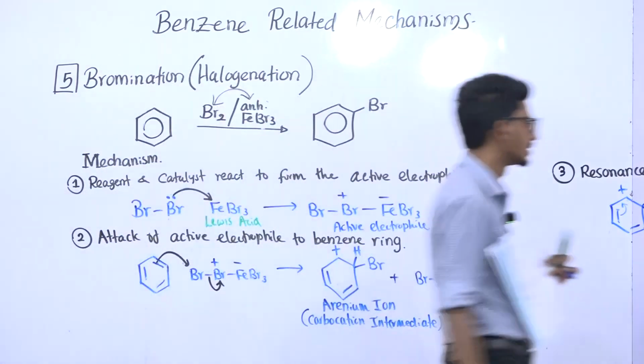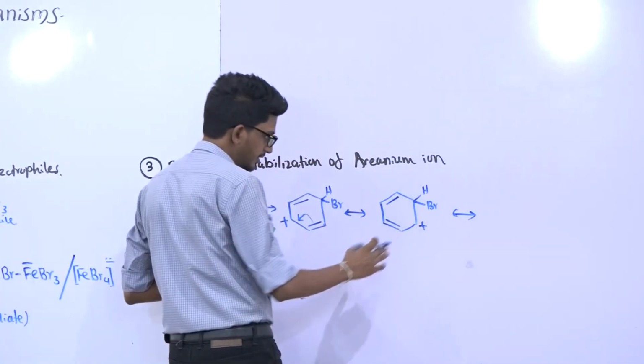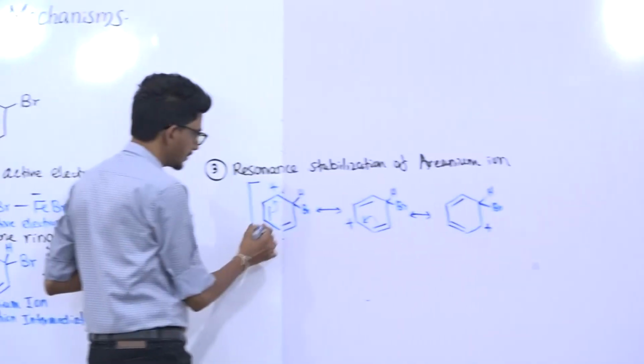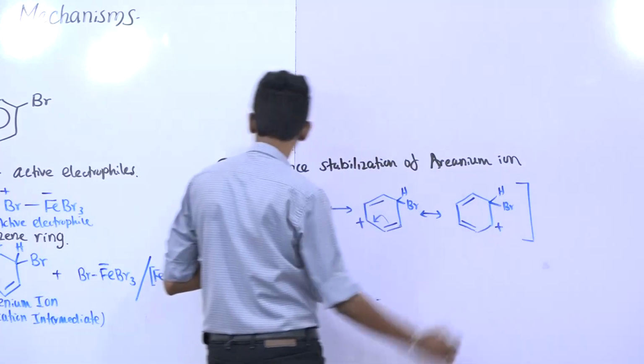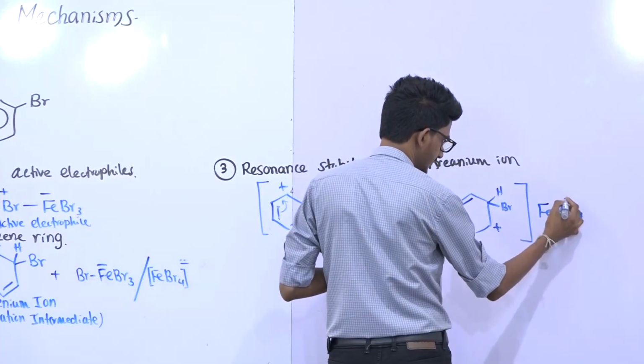So the next one is, alright, that's it. These are the resonance structures of the arenium ion for stabilization, and write the FeBr4 minus thing as well.